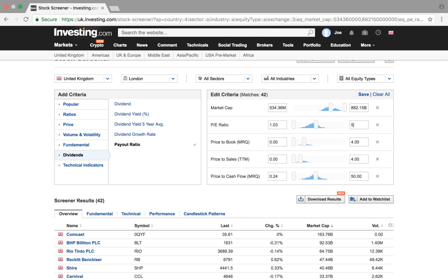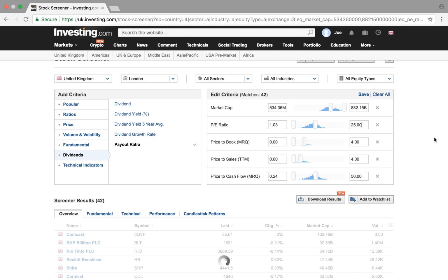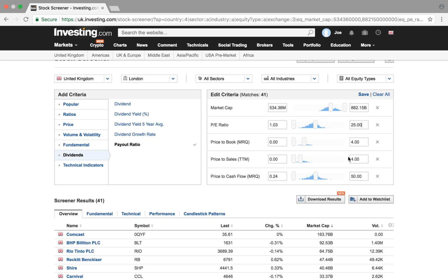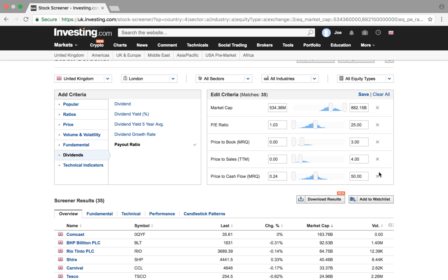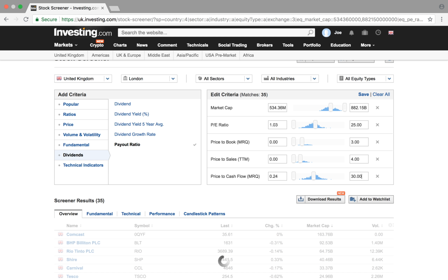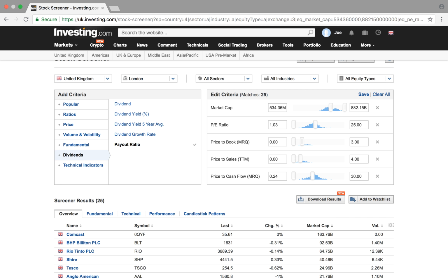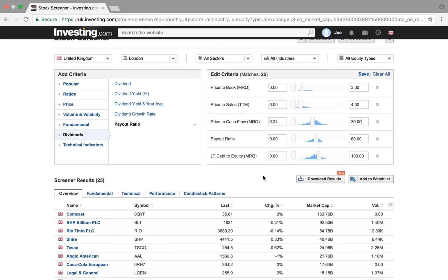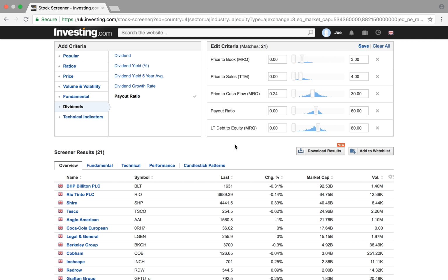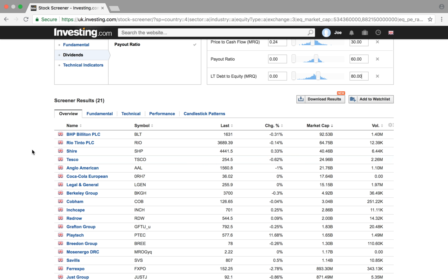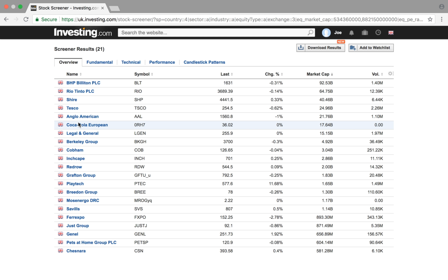So 30 is quite high for a P to E. So if we just reduce that to 25. Reduce our price to book maybe just down to 3, and our price to cash 50 is quite high as well. So if we maybe take that down to 30, so we're starting to get about 25 companies, and we can even reduce the debt levels a little bit. So if we take that down maybe just to 80%, then yeah, we're aiming for about 20 companies at a time.